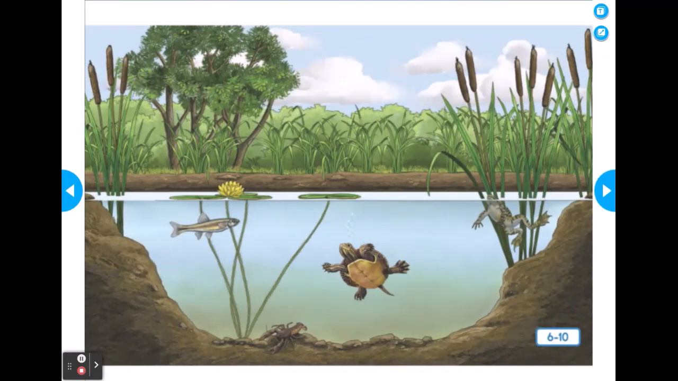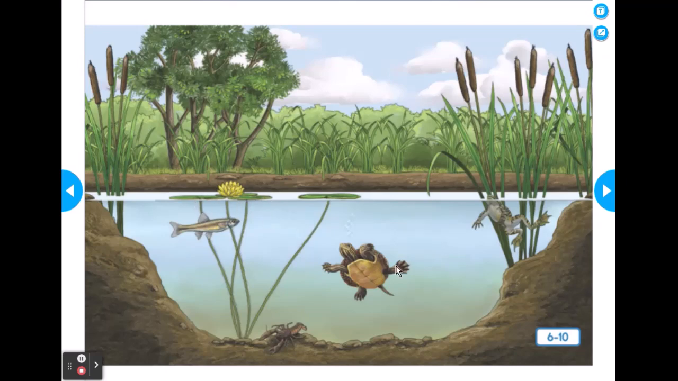The other day, we talked about how plants meet their needs in the pond. What is the name of this plant? Water lily. This is the lily and this is the lily pad. This is the leaf. But this plant all together is a water lily.